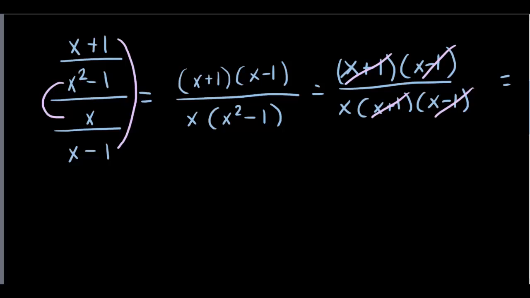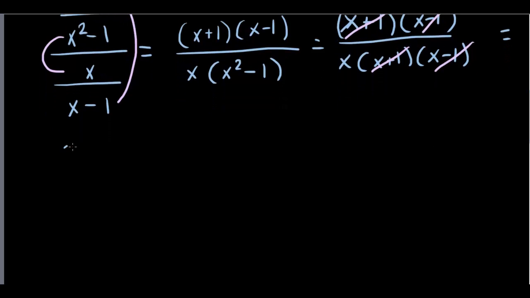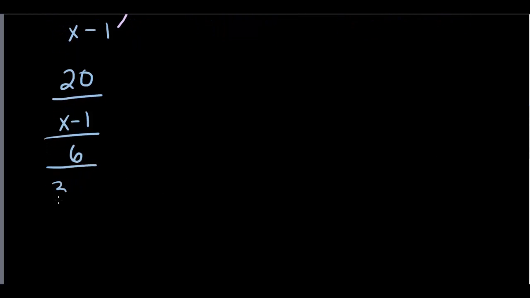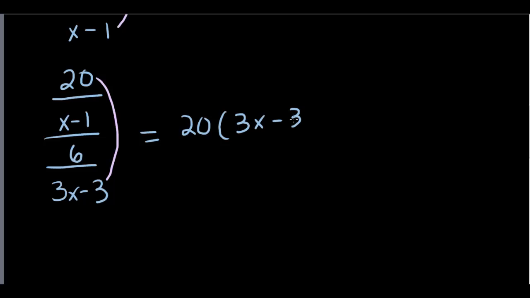Let's try another one. We're going to try 20 over x minus 1 over 6 over 3x minus 3. Again, we're just going to multiply the outsides. So it's going to be 20 times 3x minus 3 over, we're going to multiply the insides, 6 times x minus 1.